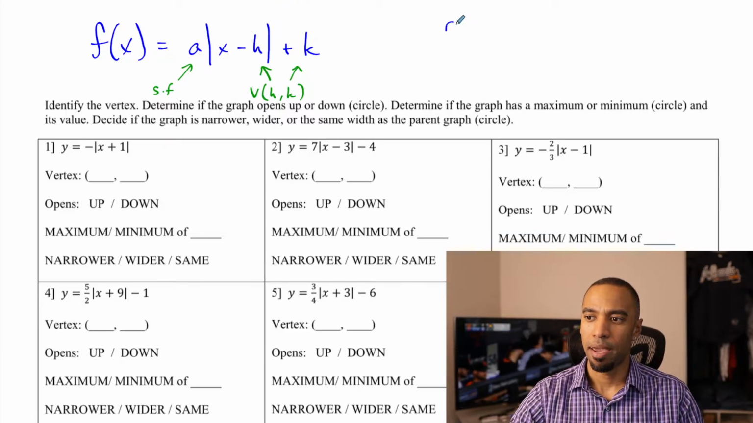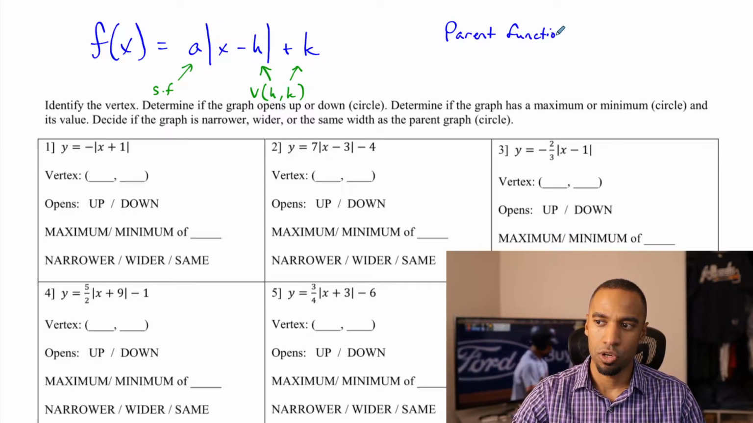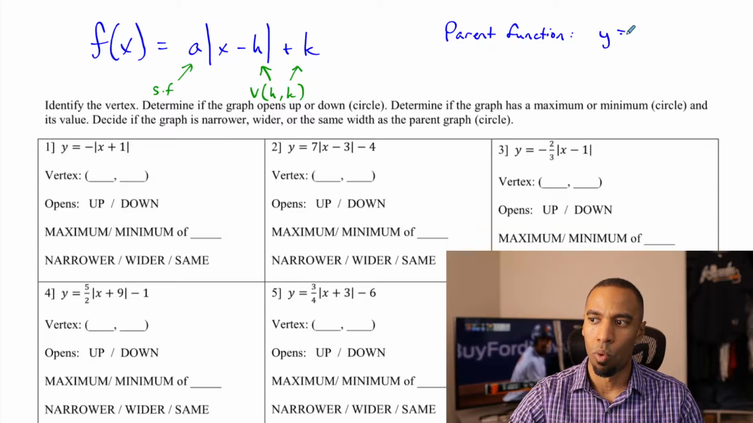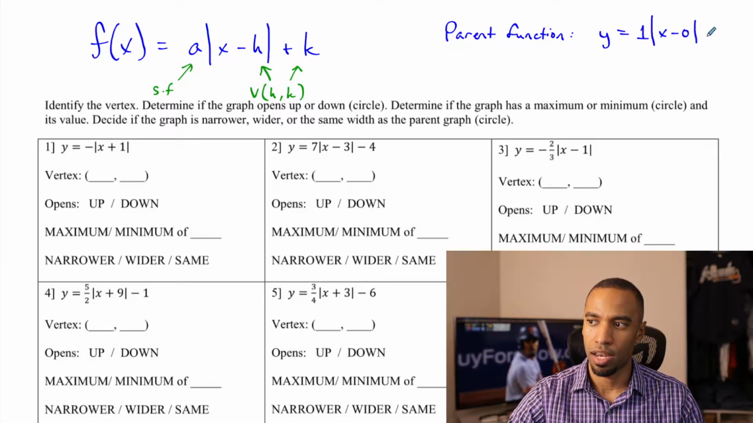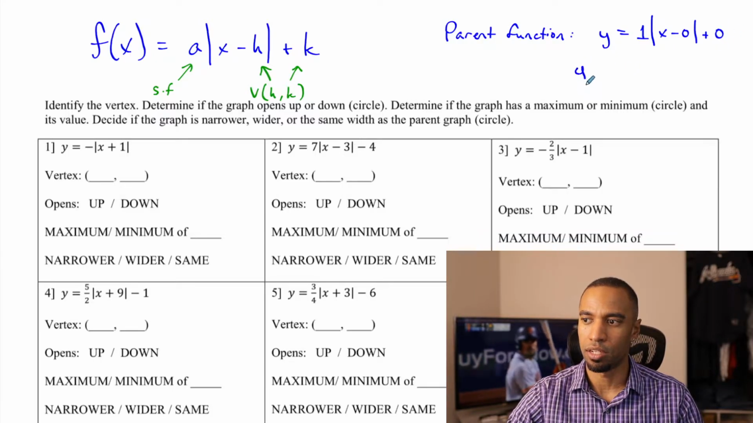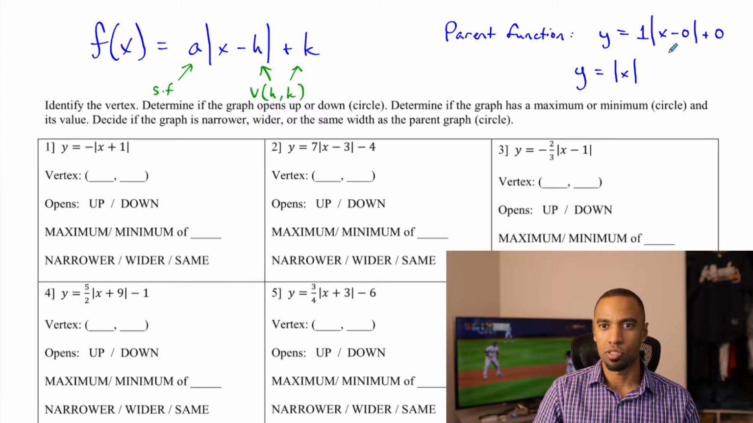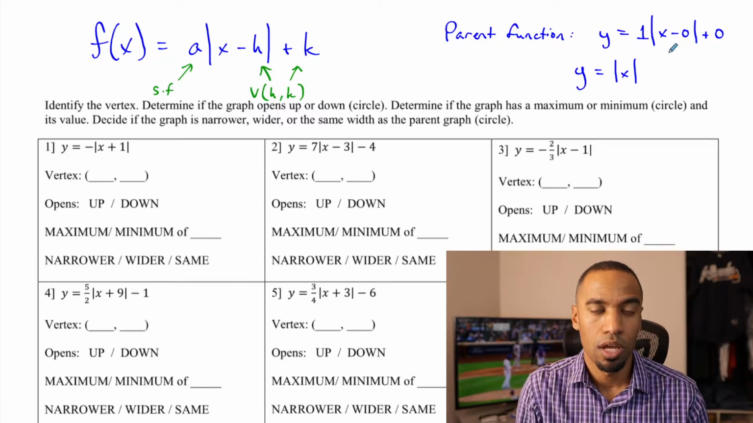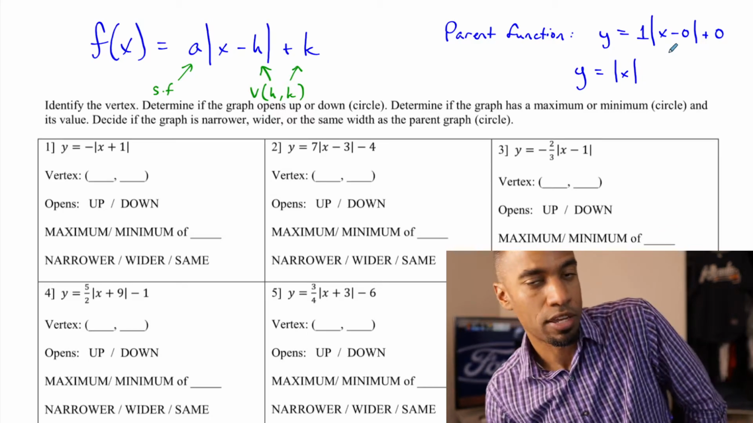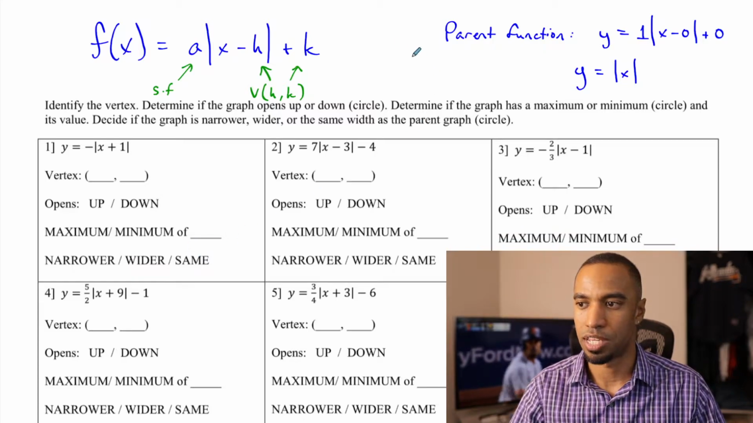Anyway, there's a parent function that is when you have your a value be 1, your h value be 0, and your k value be 0. It reads as y equals the absolute value of x. Basically, what happens is your vertex is at the origin, and you have a stretch factor of 1, which means it's just a basic slope of rise and run 1. And that's where we can compare narrower or wider.